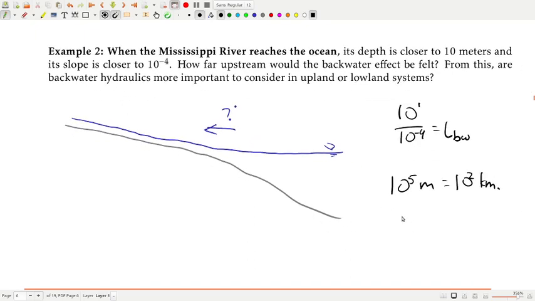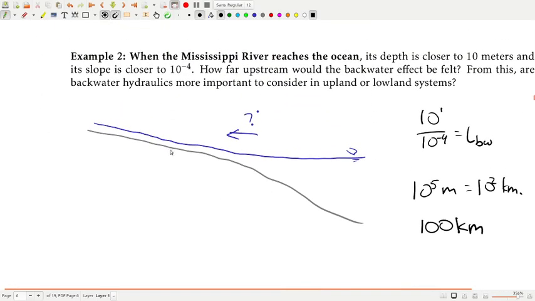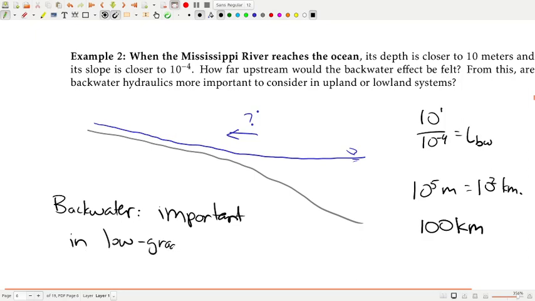So what that's telling us is that 100 kilometers upstream, pretty far upstream into Louisiana, we are still going to expect to see, if these parameters we chose are correct, a significant effect of the back pressure of the Gulf of Mexico on the flow in the Mississippi River. And so that starts to become really significant. One of the big takeaways here is that the backwater is important in low gradient, large, lowland rivers.